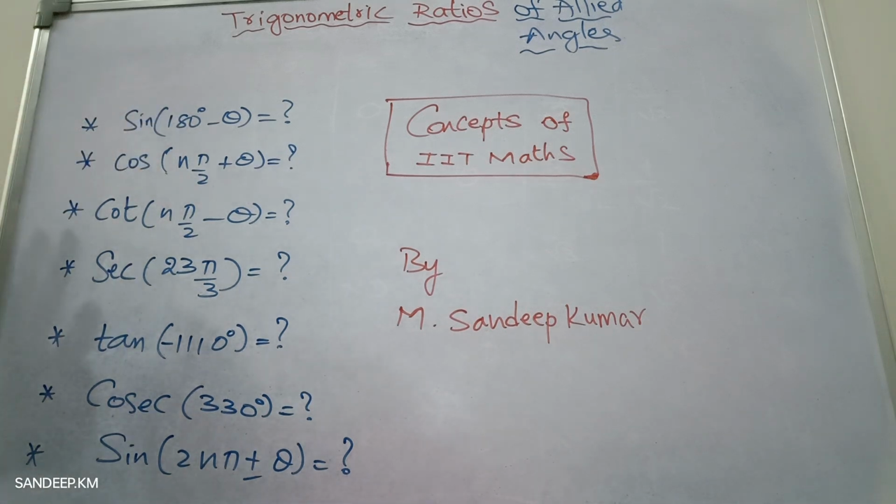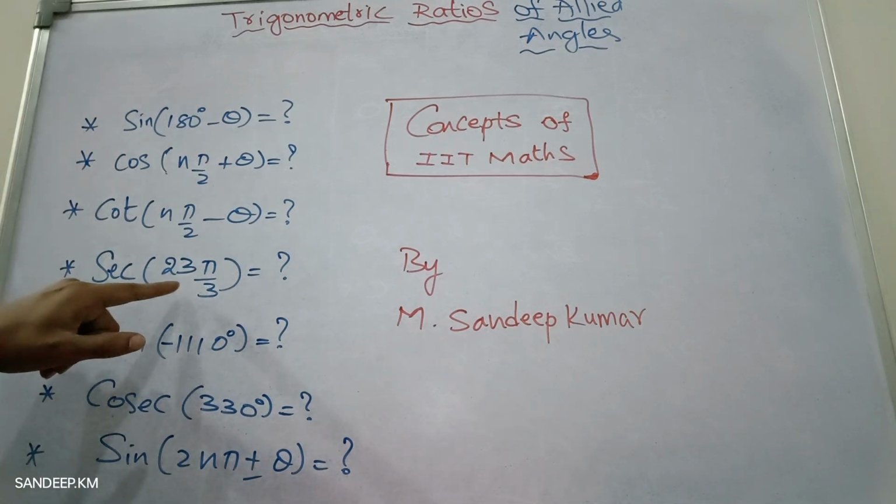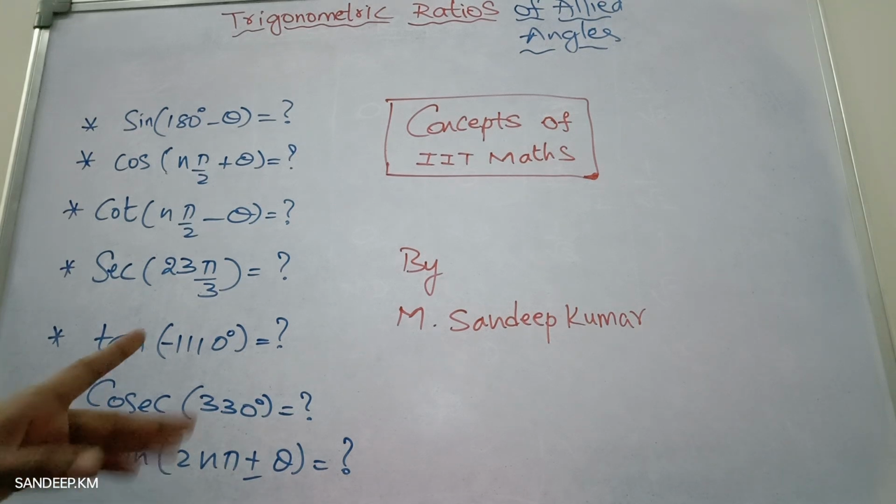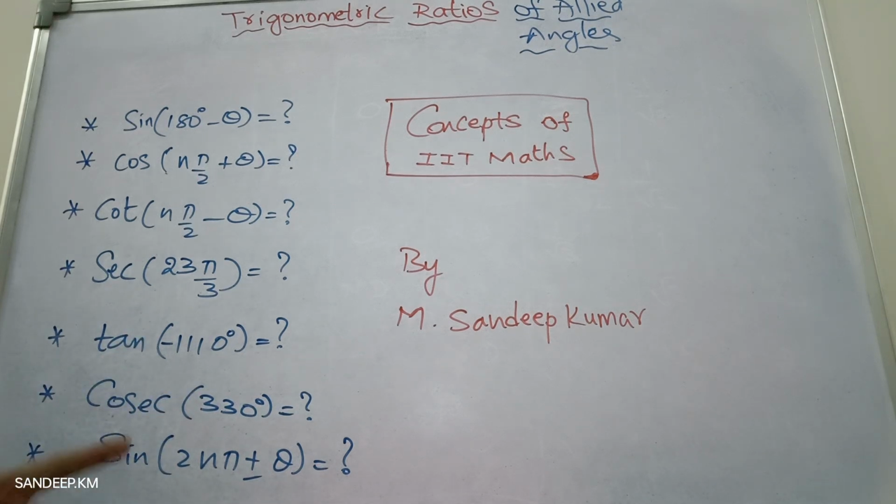By the end of the video you must be able to find what is sine of 180 minus theta, or what is cos of n pi by 2 plus theta, or cos of n pi by 2 minus theta, secant of 23 pi by 3, tan of minus 1110 degrees, cosecant of 330 degrees, sine of 2n pi plus or minus theta. You must be able to find the answers for all these questions by the end of this video. Okay, so fine, let us get into the topic.